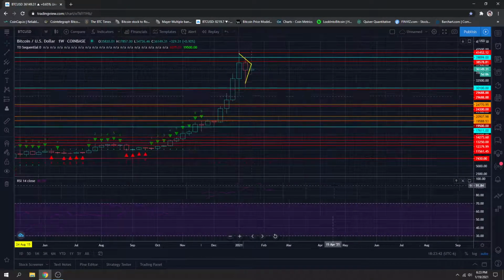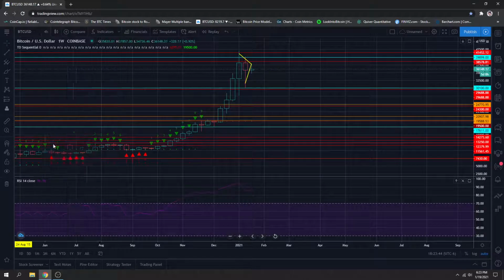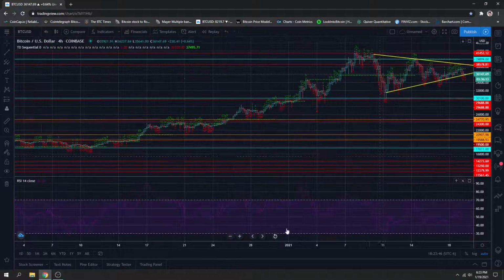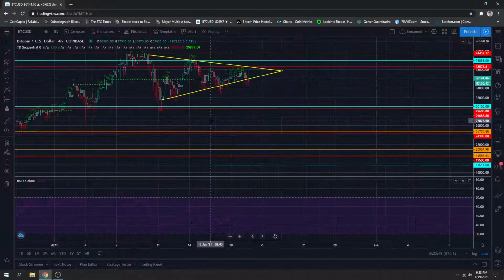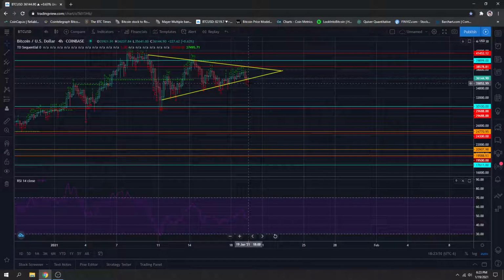Weekly, we're still overbought, and the price range that we're in now does not nullify or take away that we could be at 60,000, which is what I said by the end of February, beginning of March. A week in Bitcoin is like a month.